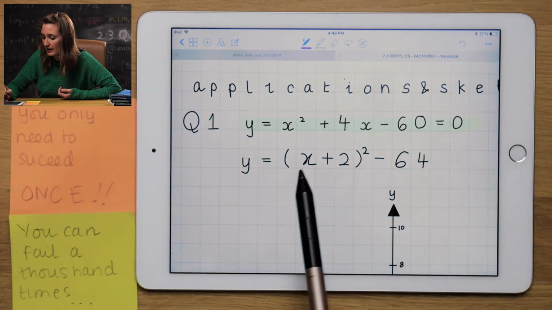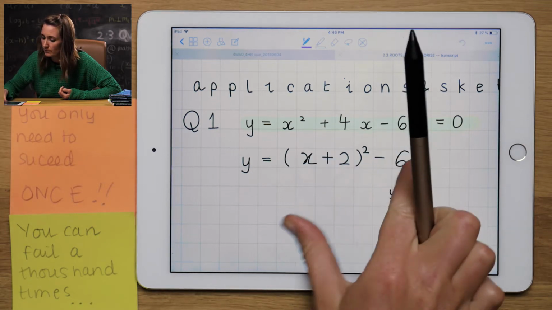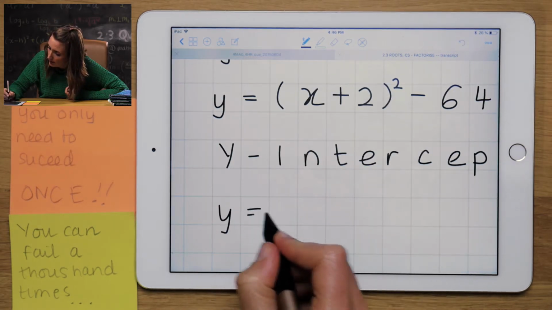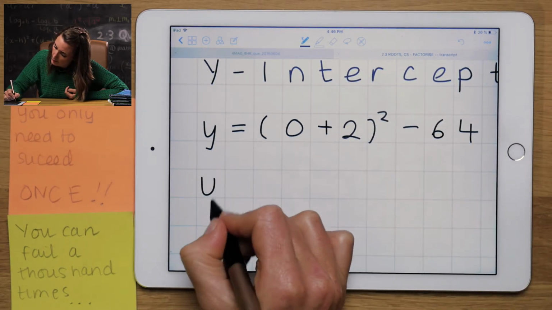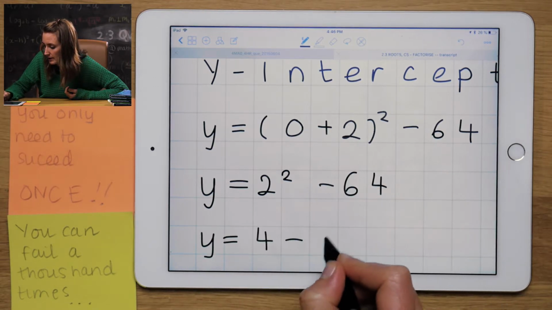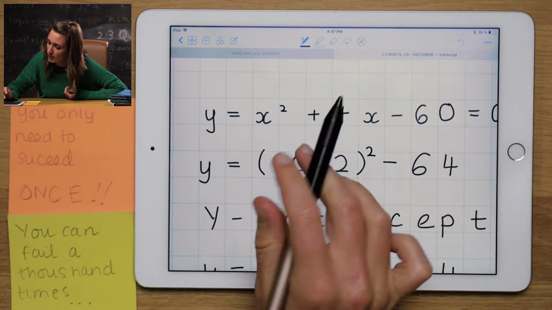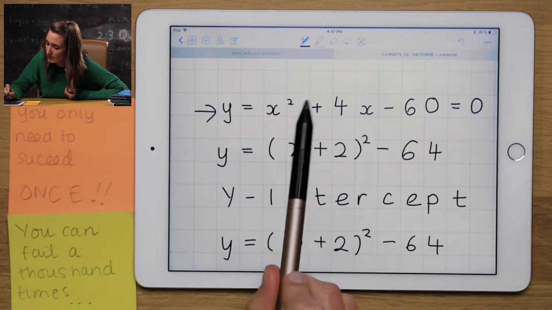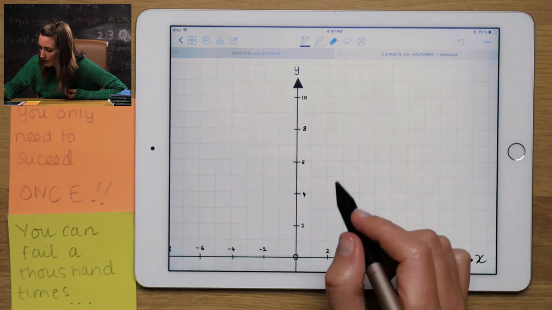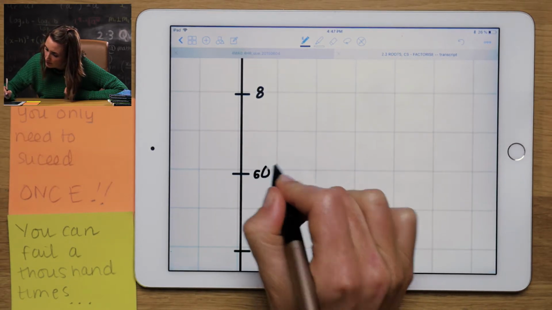Now if I let x equal to 0, to get the y-intercept, I would get 2 squared minus 64, so it's 4 minus 64, which is minus 60. To calculate that, actually, it would probably be easier to use the form before completing the square, because we can see if x is equal to 0, these two will disappear and it will just be minus 60.